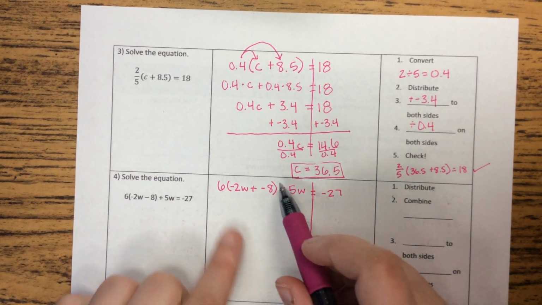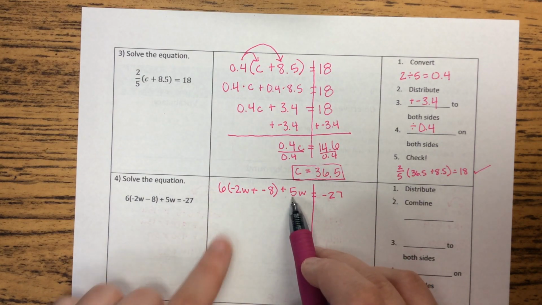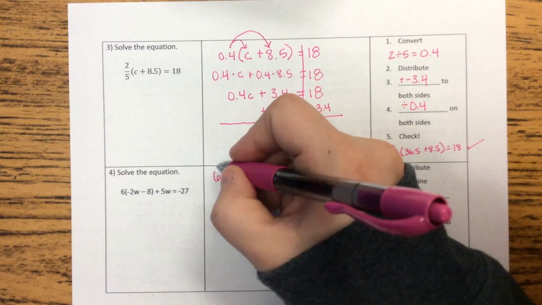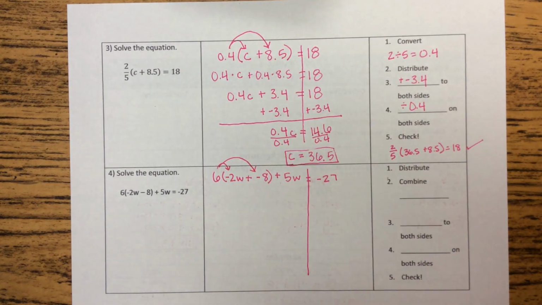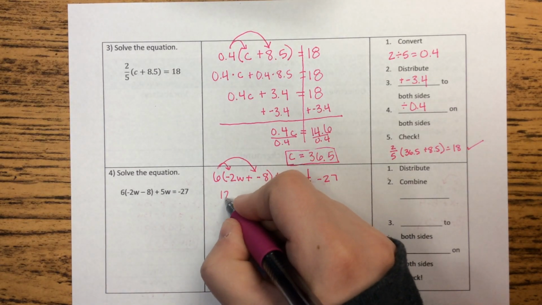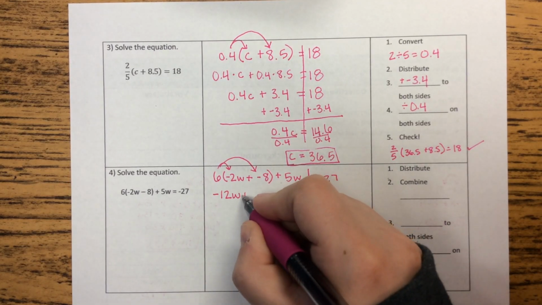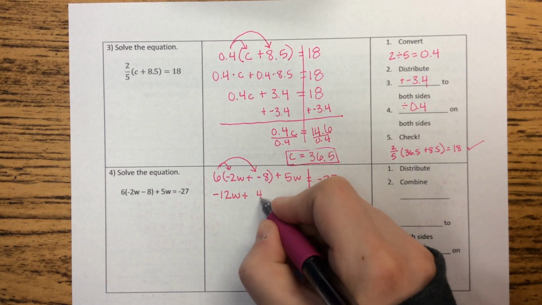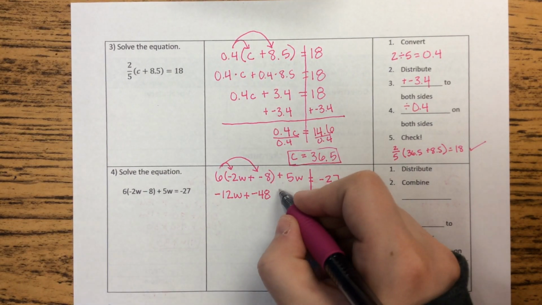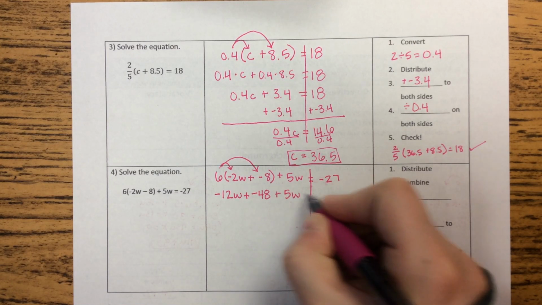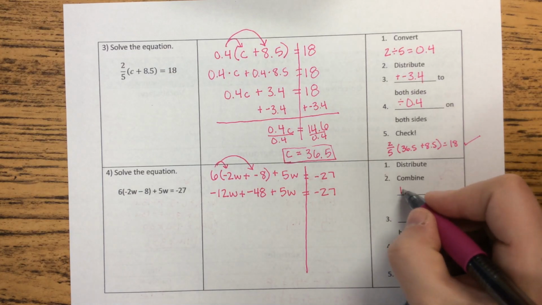Okay, so what's different is on this left side, I have this parenthesis here, but I also have this plus 5w. So first thing I'm going to do is distribute. So 6 times -2, 6 times 2 is 12w, positive times a negative is a negative, plus 6 times 8 is 48, but it's going to be a negative, and then plus 5w equals -27.